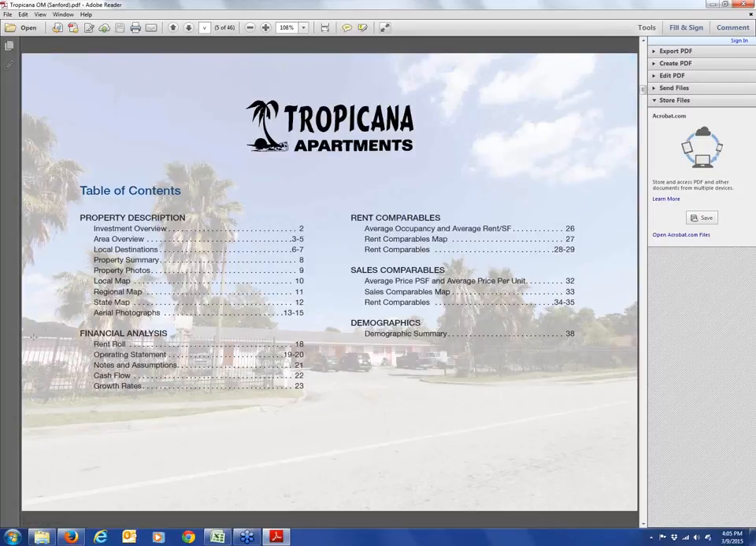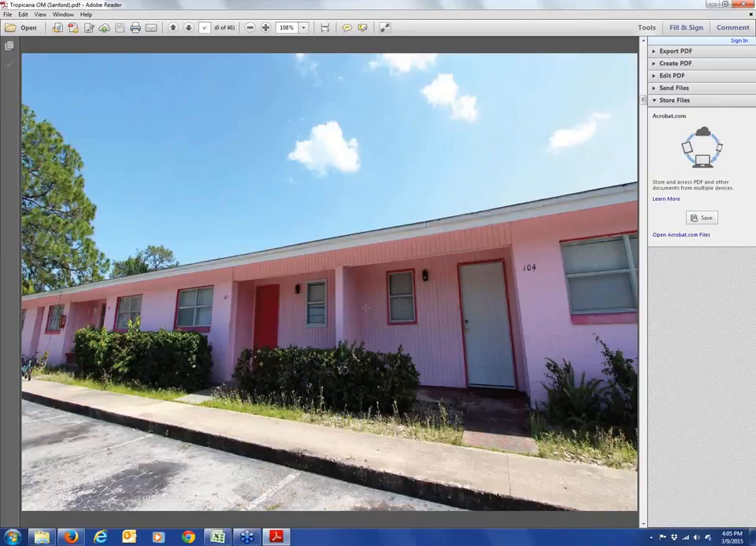Now here they're going to show us the property description, the financial analysis, the rent comps, the sales comps and the demographics, typical standard Marcus and Millichap work.